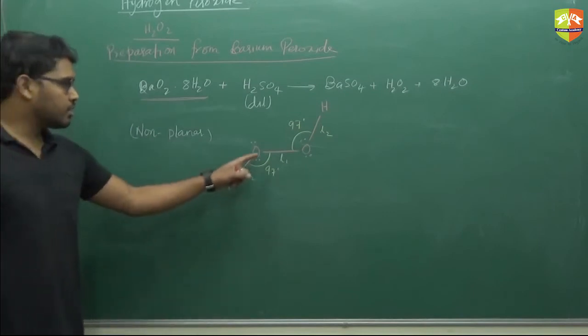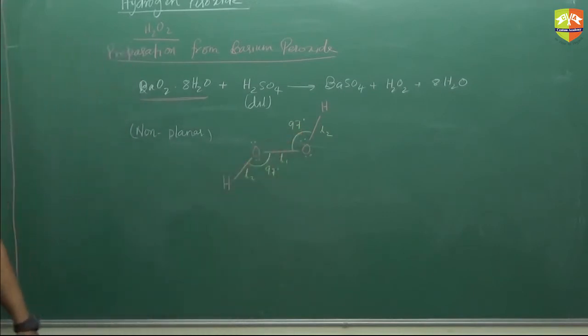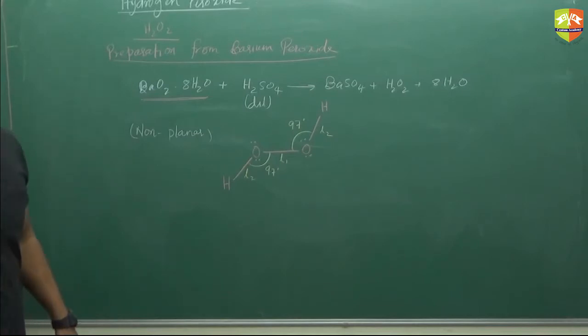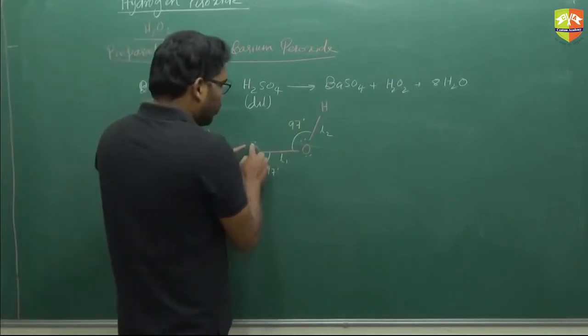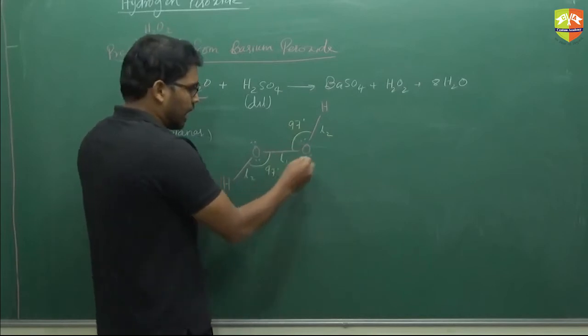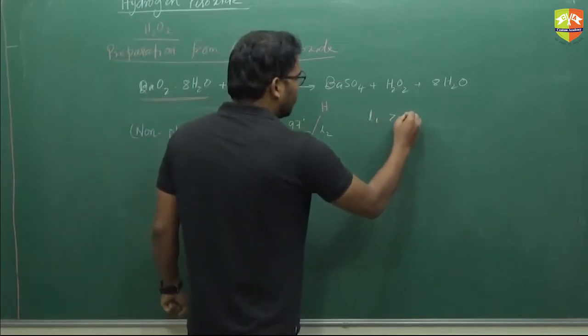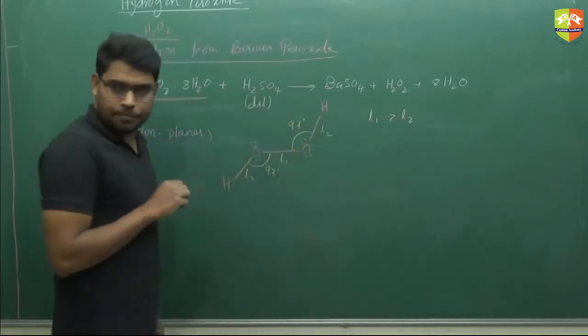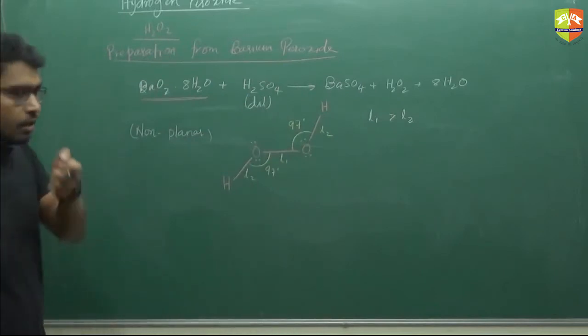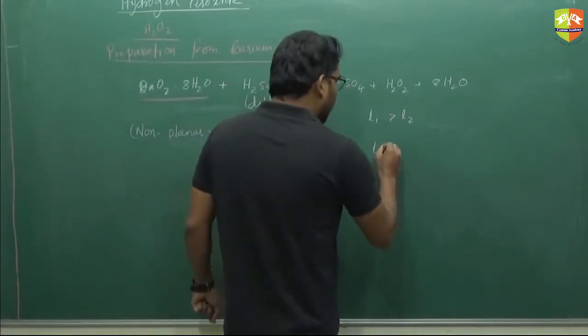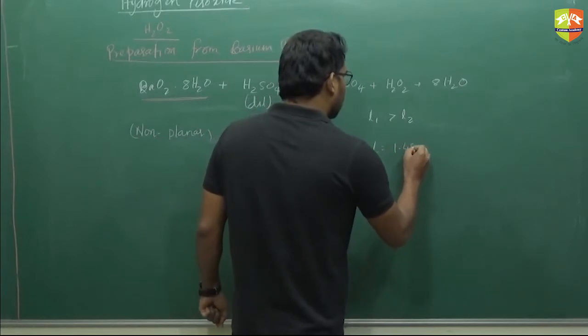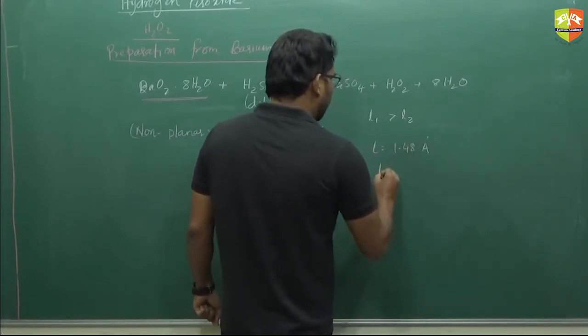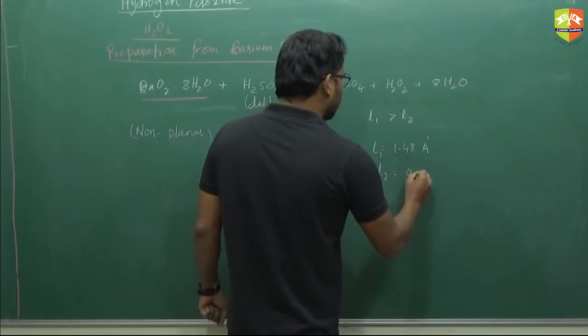Which bond length is more here? L1 or L2? L1 is more, because L1 has repulsion. Lone pair repel each other, right? L1 is more than L2. It's a question they asked in the exam. Bond length related question. L1 is around 1.48 and L2 is 0.97.